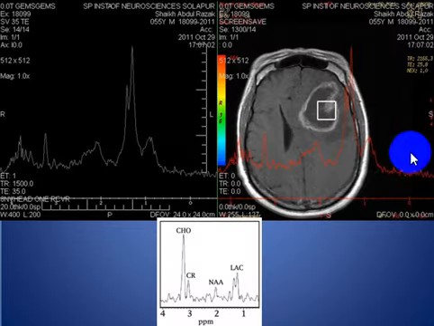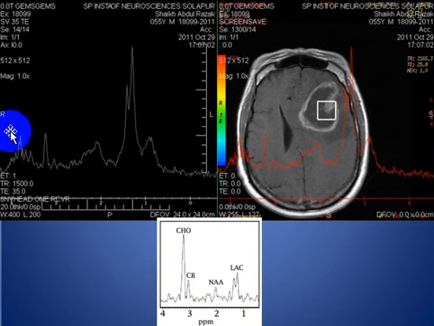Here is the spectroscopy of this patient with glioblastoma in the left frontal region, as we see here. And this is the normal spectroscopy, and we see this is the choline, and this is the creatine, and this is the NAA, and this is the lactate. As we see in this patient, elevated choline, decrease in NAA, and elevated lactate.